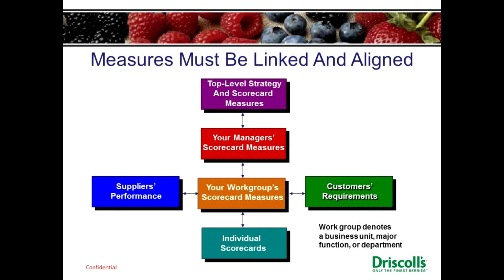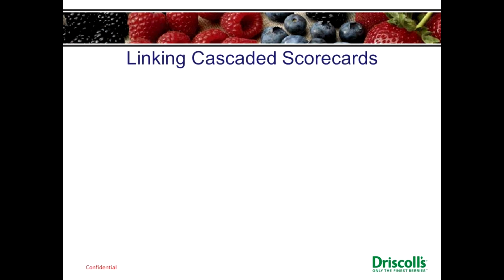This figure illustrates scorecard linkages. Measures are linked from the top-level scorecard all the way down to individual scorecards or goals. Your workgroup's scorecard measures must be aligned to the tier directly above them and linked horizontally to supplier performance and customer requirements. Linking cascaded scorecards.